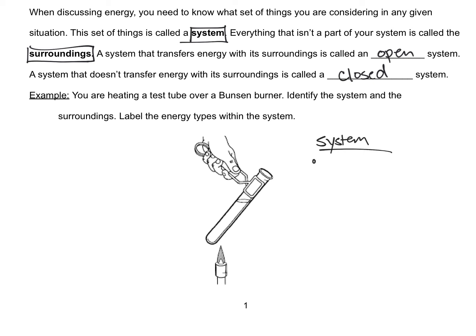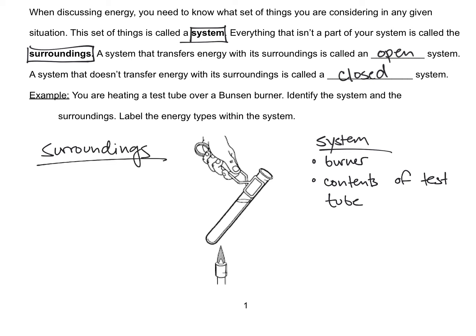The system here would include the burner, which is giving off the energy, and the contents of the test tube, which is receiving the energy. And usually when you hold something over a flame like that, you're just trying to heat up whatever's inside your container. So our system that we care about is the burner and the contents of the test tube. But there's other stuff that's around there that's also feeling the heat. And those things are called the surroundings because they are there, but we aren't considering them. We don't care about them very much.